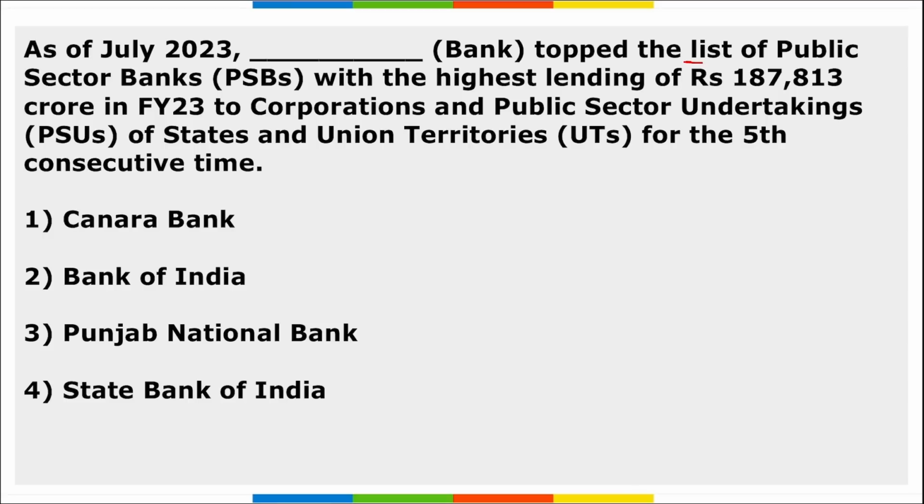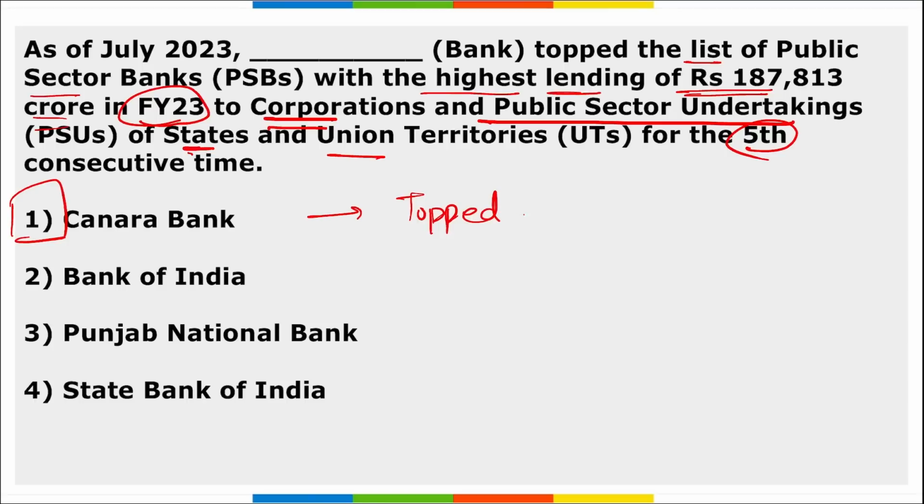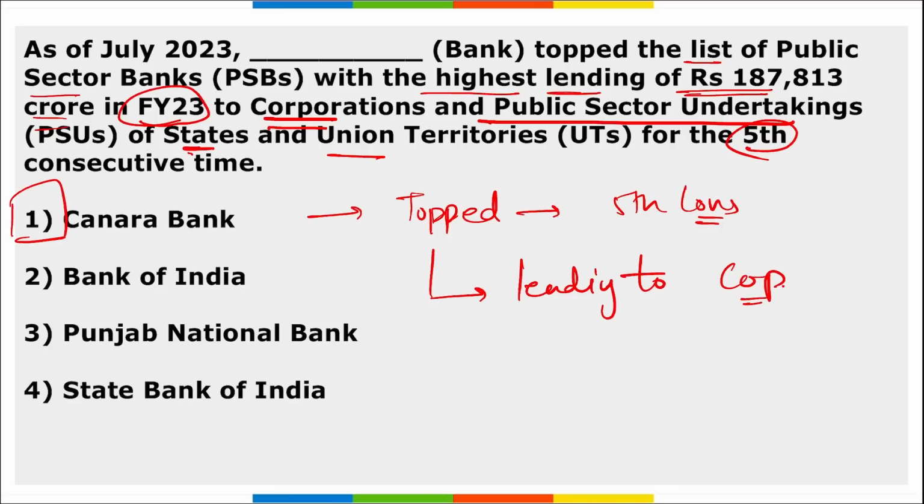Next, which bank has topped the list of public sector banks with the highest lending of 187,813 crore rupees in fiscal year 23 to corporations and public sector undertakings of states and union territories for the fifth consecutive time? It is Canara Bank. Correct? Canara Bank, they have topped the list, and this is for the fifth consecutive time. Correct? And this is for lending to corporations and public sectors. Correct?